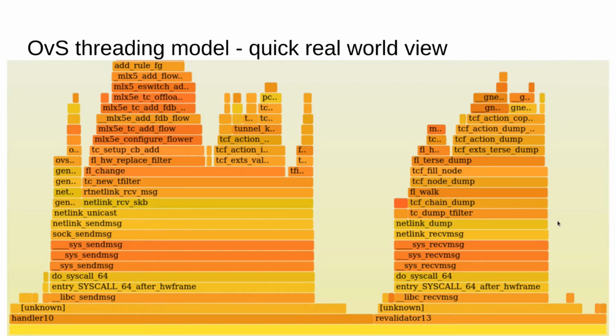And on the right, you can see the revalidator threads. They mostly do dumps because during this recording, there were no deletes.